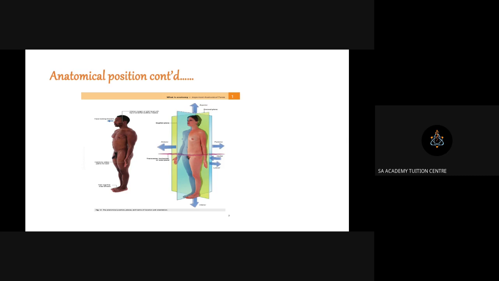Another example I would give is the nose. Since the median sagittal plane cuts through the nose into half, we would say the nose is medial to the eyes. And the eyes are lateral to the nose. Are we together? Have you seen the examples that I've given? Yes, sir.